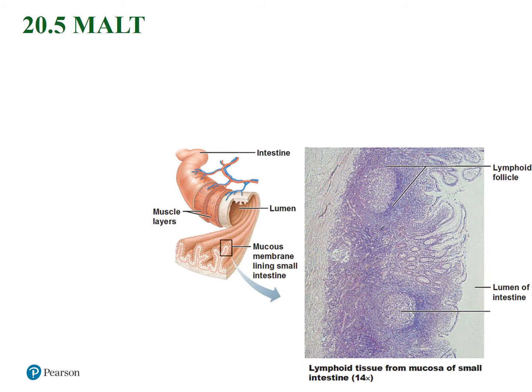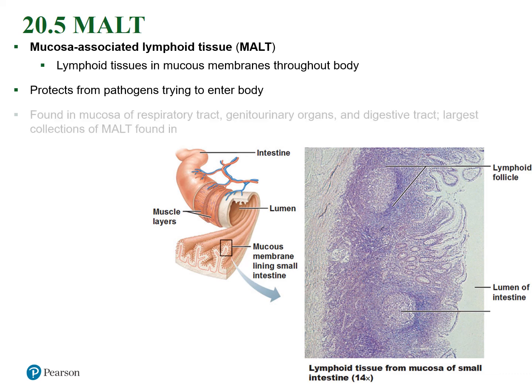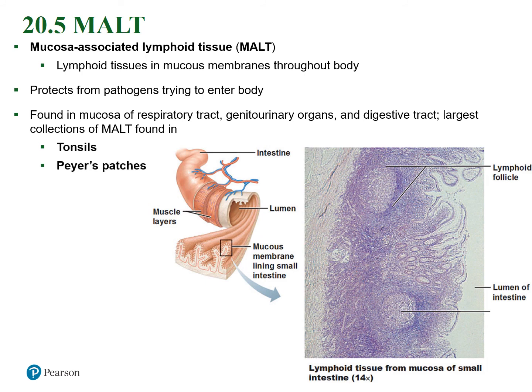Okay, so next we're going to talk about MALT, which is mucosa-associated lymphoid tissue. So this is lymphoid tissue that is found in mucous membranes throughout the body, and the main function of MALT is to protect the body from pathogens trying to enter it through mucous membranes. It's found in the mucosa of the respiratory tract, the genitourinary organs, and the digestive tract. The largest collections of MALT are found in the tonsils, in the Peyer's patches surrounding the intestines, and the appendix.